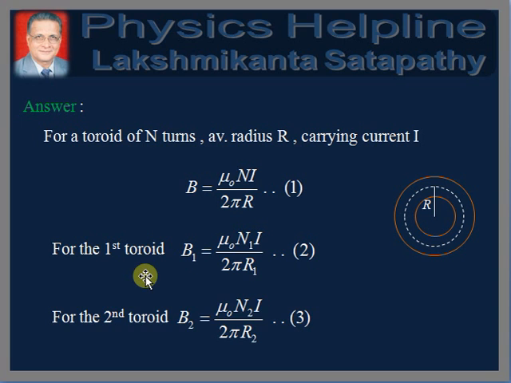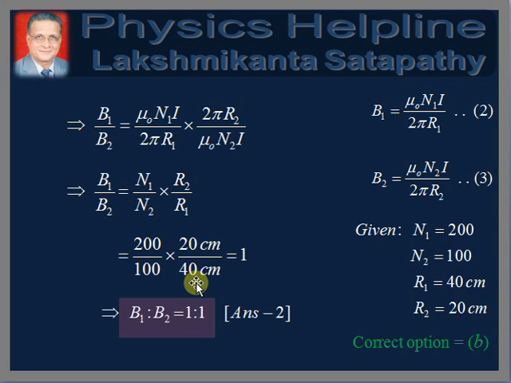Therefore, for the first toroid, let the number of turns represented by N1 and average radius by R1. Therefore, the magnetic field along this loop is given by B1 is equal to mu 0 N1I divided by 2 pi R1. Similarly, for the second toroid, we can write B2 is equal to mu 0 N2I divided by 2 pi R2. We are required to find the ratio B1 by B2.